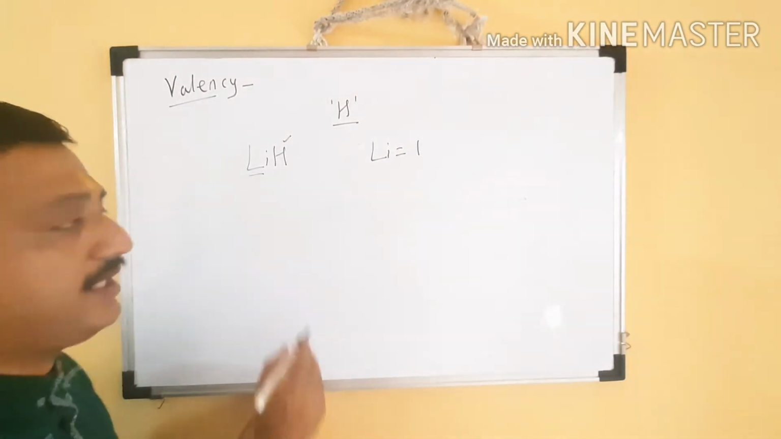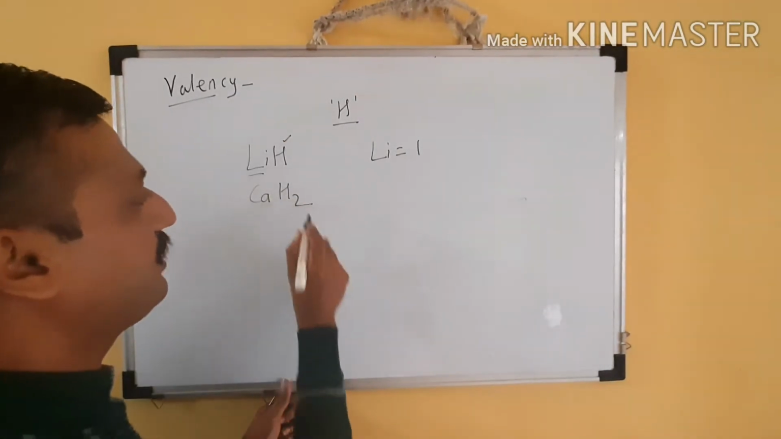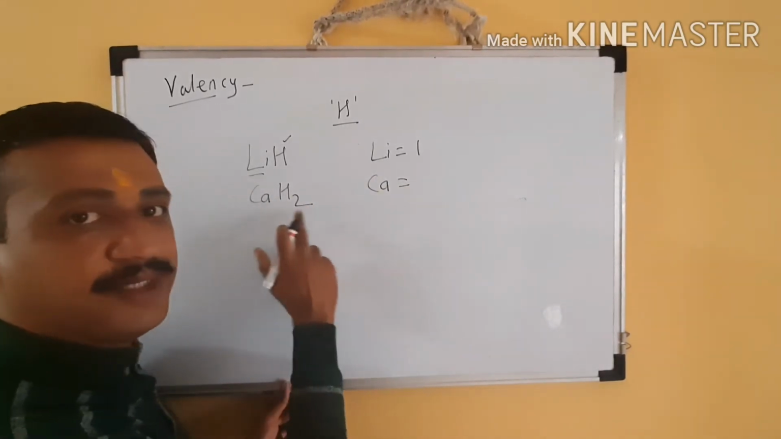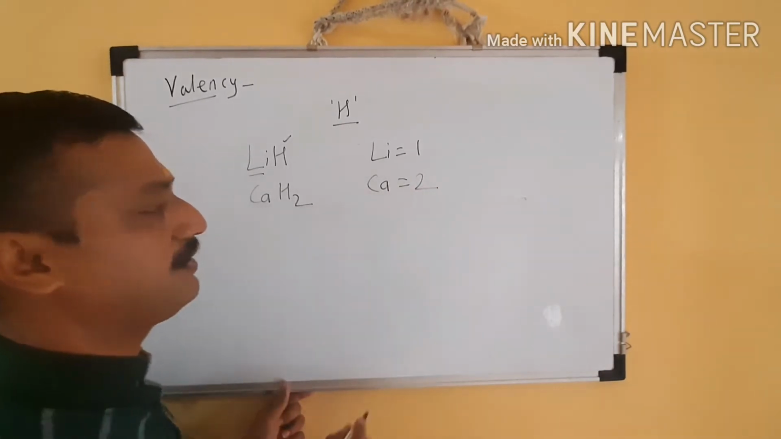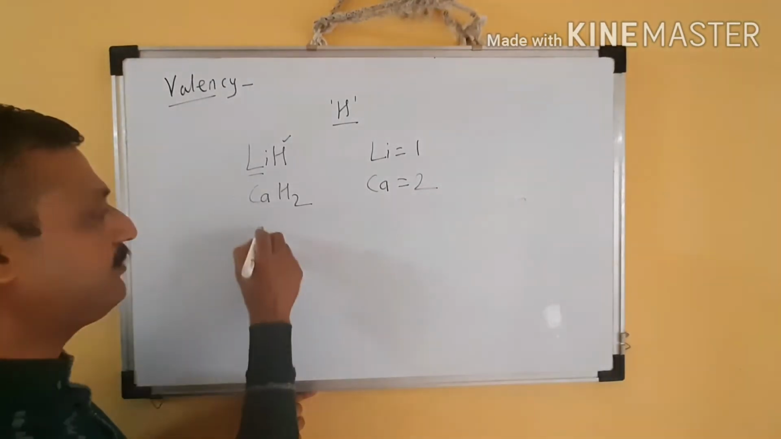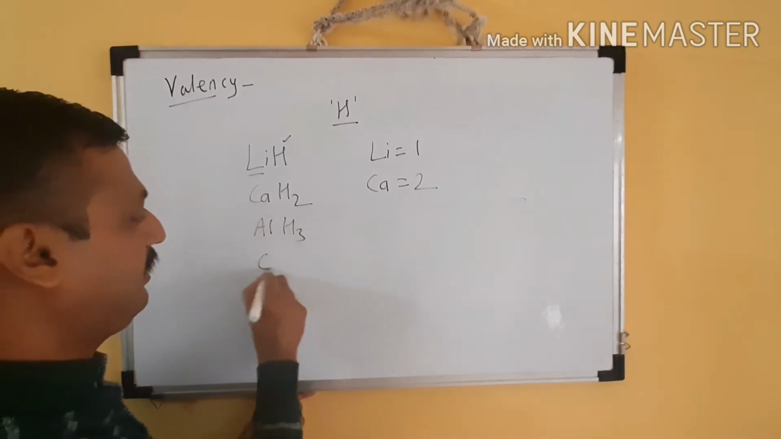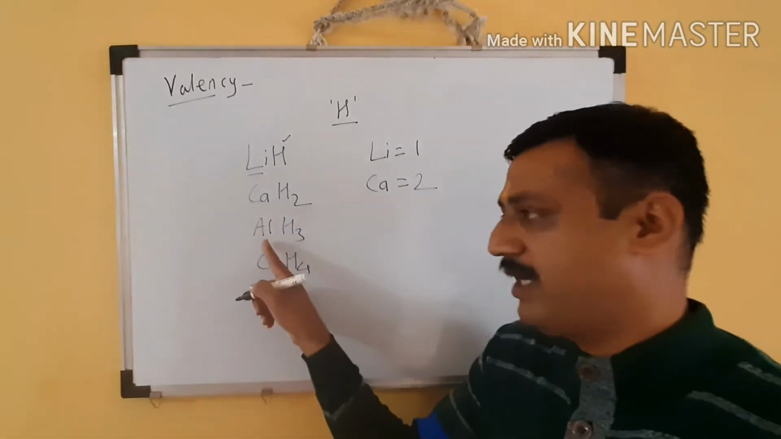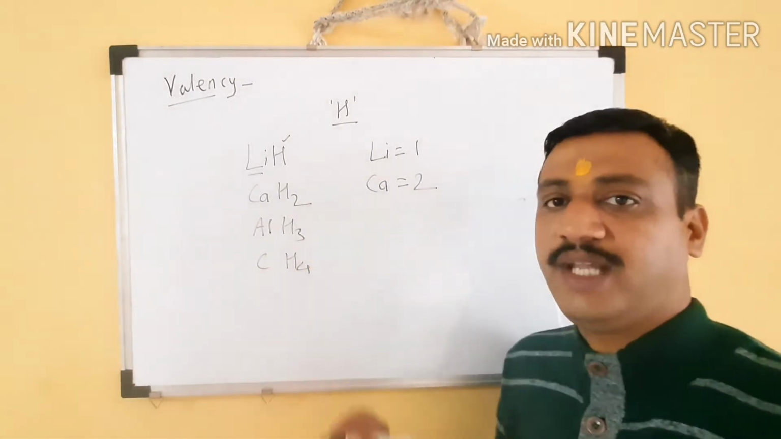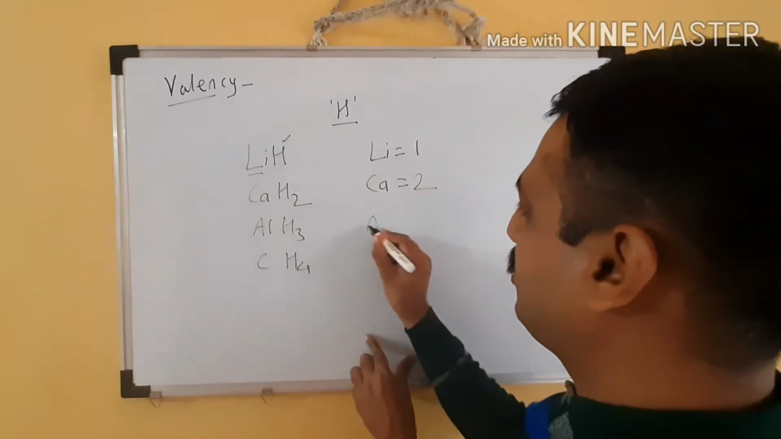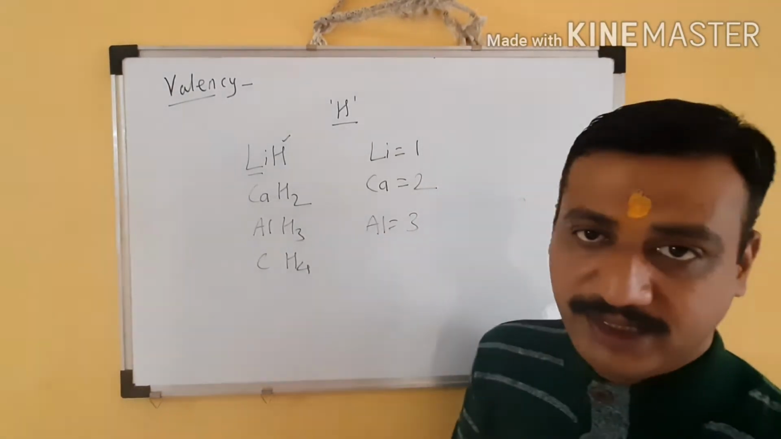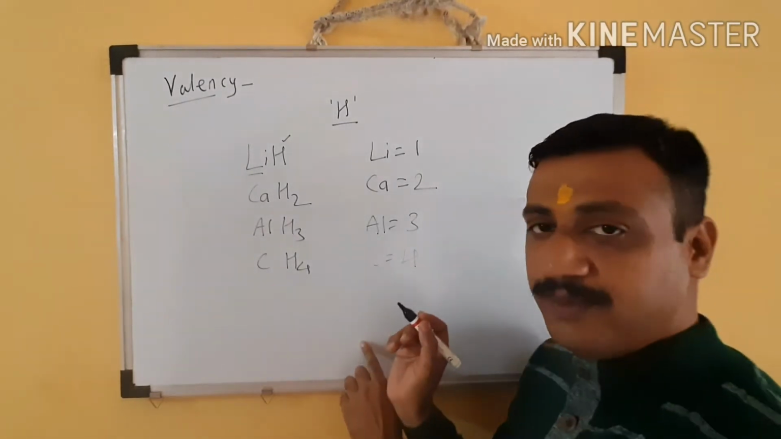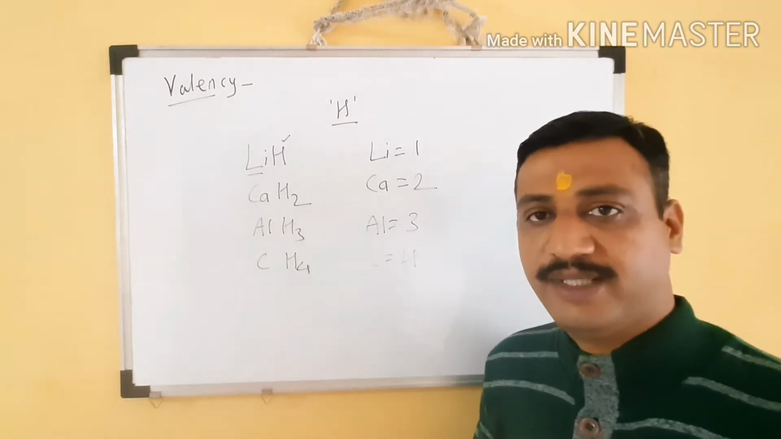In the case of calcium hydride, the formula is CaH2. Here, one atom of calcium combines with two atoms of hydrogen. That's why the valency of calcium is 2. Like this, we can state aluminium hydride and CH4, methane, the marsh gas. Here one atom of aluminium combines with three atoms of hydrogen, forming a stable compound. That's why the valency of aluminium is 3. One atom of carbon combines with 4 atoms of hydrogen to form a stable compound. That's why the valency of carbon is 4.